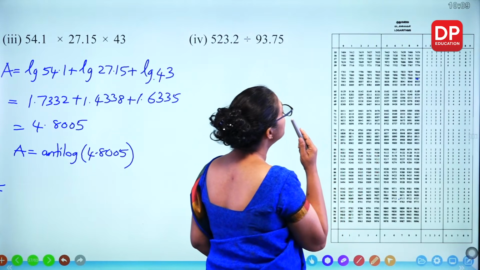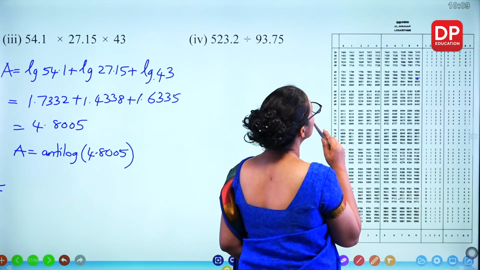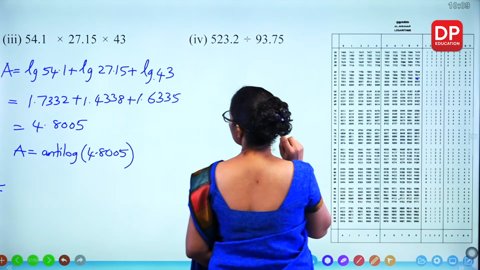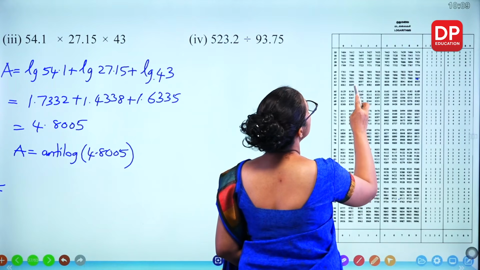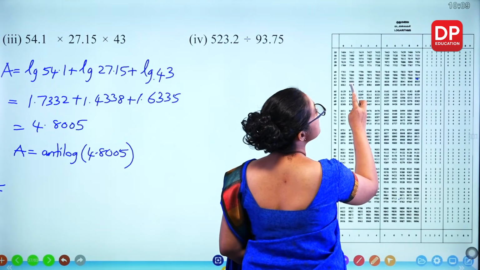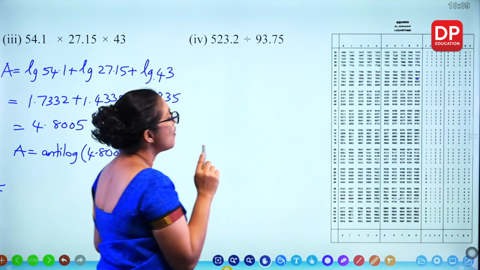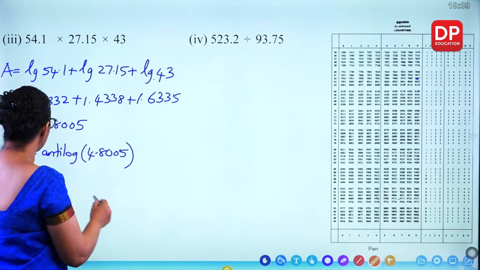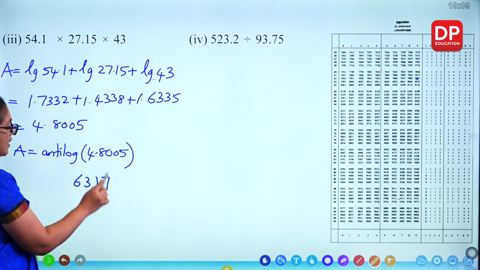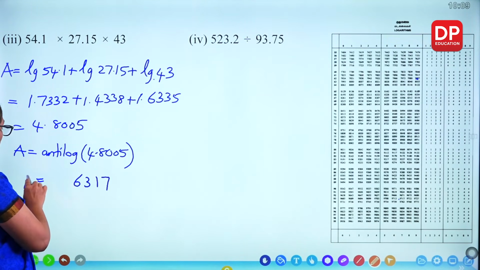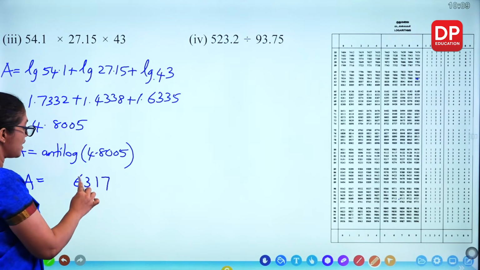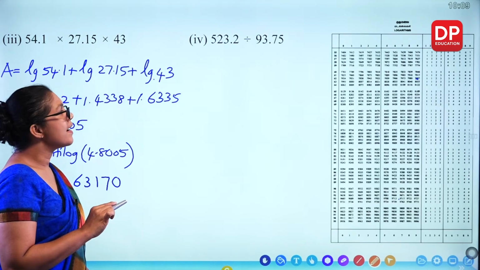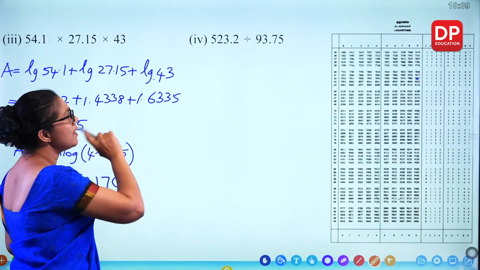8005 from this table. Here 8007 is there. Here 8000 is there. 8005, you need another 5. That's 7. 6317. The characteristic is 4. So 4 places to the right. 1, 2, 3, 4. So the answer is 63,170. Now we'll take the next one, division.